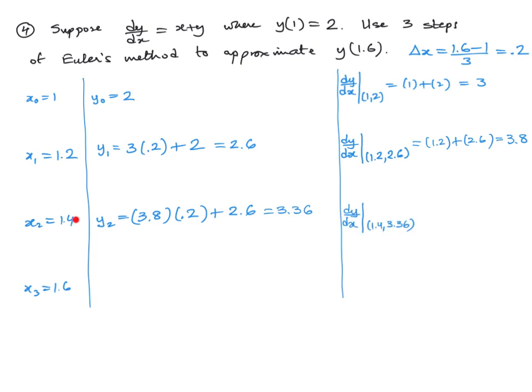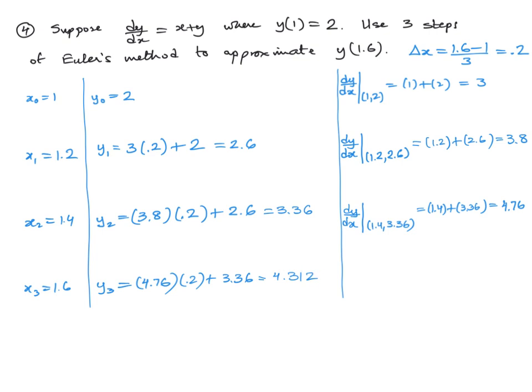So now again, I need to use my x2, which is 1.4, and my y2, which is 3.36, and plug those into the differential equation to figure out what the slope is going to be at that particular point. So I plug in x equals 1.4 and y equals 3.36 in here, and I end up with a slope of 4.76. So now I find the equation of that line to get the y3. I take the slope, 4.76, times the step size of 0.2, plus the previous y-coordinate, 3.36, and I end up with 4.312. Now the question says approximate y of 1.6.